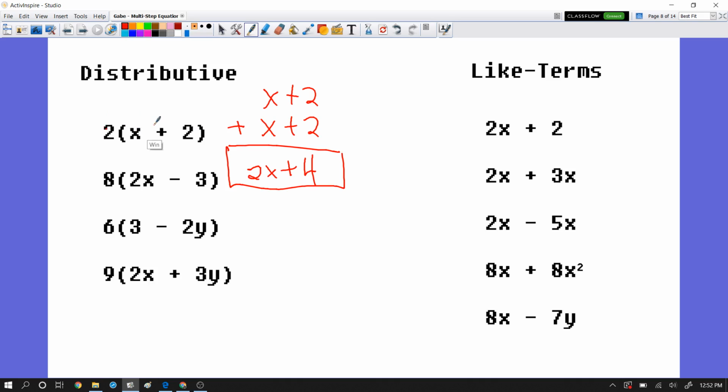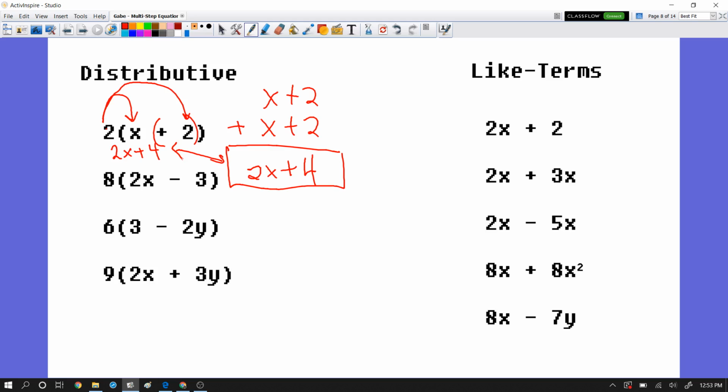2 times x plus 2. So 2 times x, 2x. 2 times positive 2. See how I put that there? I always associate the operation with the number. Unless that number says like plus negative 2, then it's like a definitive negative 2. 2 times 2 is positive 4. See, look, same answers. It's all the same thing. Okay.